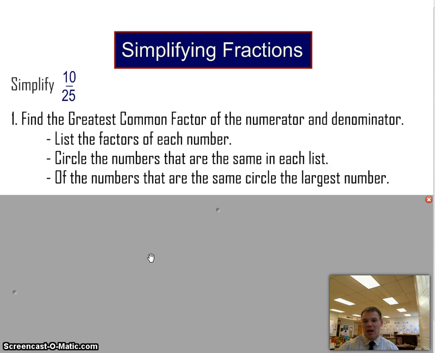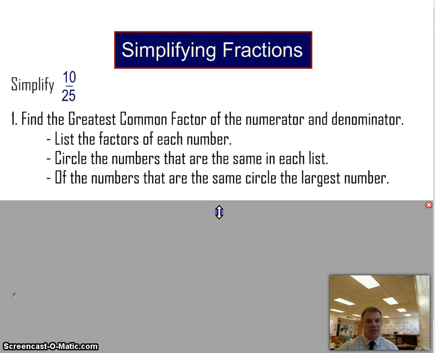Alright, what I want you to do now, you're going to try to do this one on your own. We're going to kind of do it step by step. So simplify 10/25. And again, find the greatest common factor of the numerator and denominator, and list the factors of each number. I want you to pause the video and try to do step 1 on your own, and we'll go over this together.